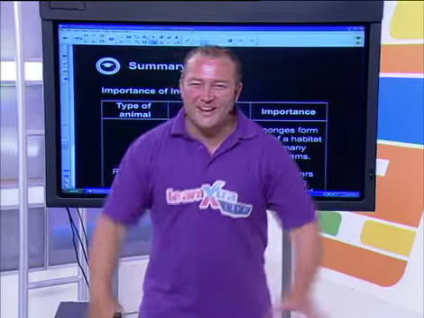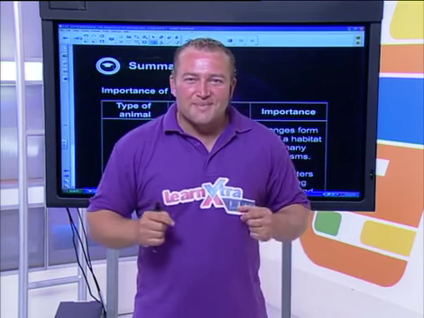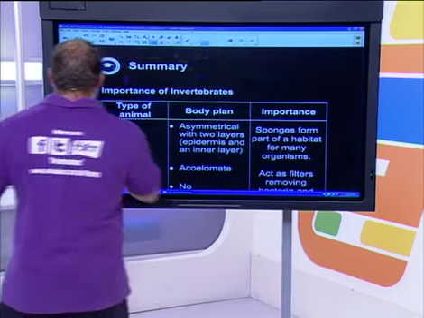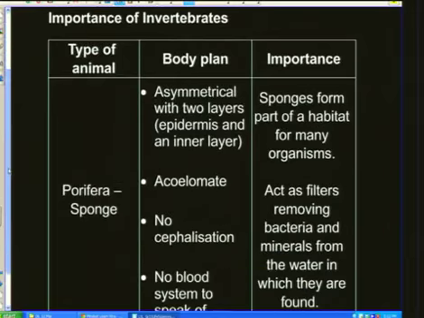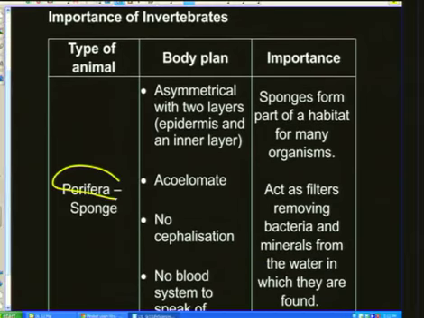But for now, let's get back to the revision. We're going to start off with the simplest things. And the simplest one we're having a look at is, of course, Porifera, or sponges.